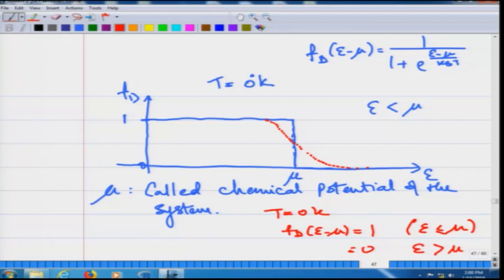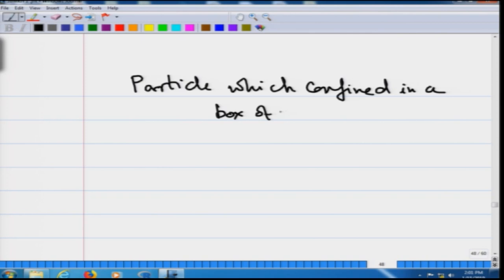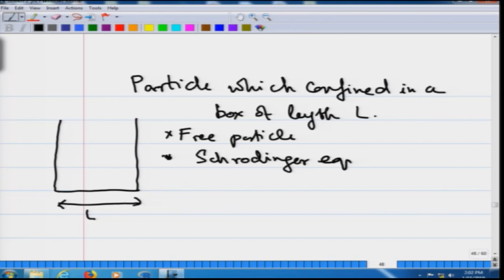Let us consider the picture of a particle confined in a box of length L. So, you have a box of length L, and the particle is confined in this box. The particle is a free particle, and now the particle obeys Schrodinger's equation, and we are going to consider one dimension.